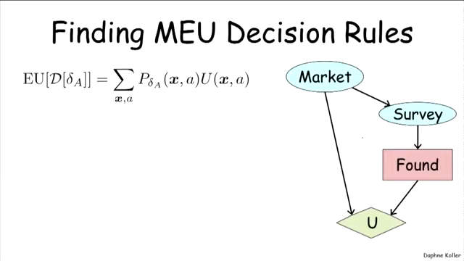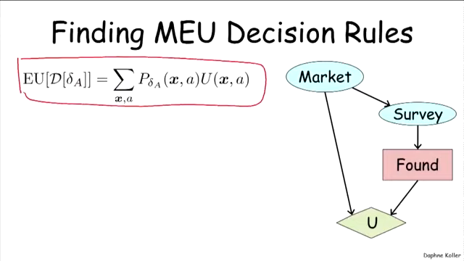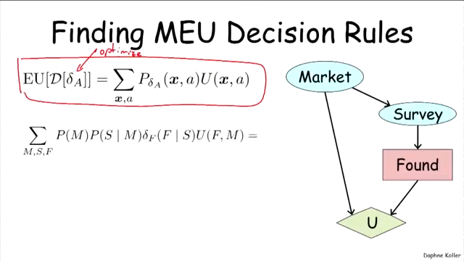So how do we go about finding the decision rule that maximizes the agent's expected utility? Let's look at this first in the context of a simple example, and then we'll do the general case. Over here, we see once more the expected utility equation for a given decision rule. And now we're trying to optimize this delta A. So let's write down the expected utility in this particular example.